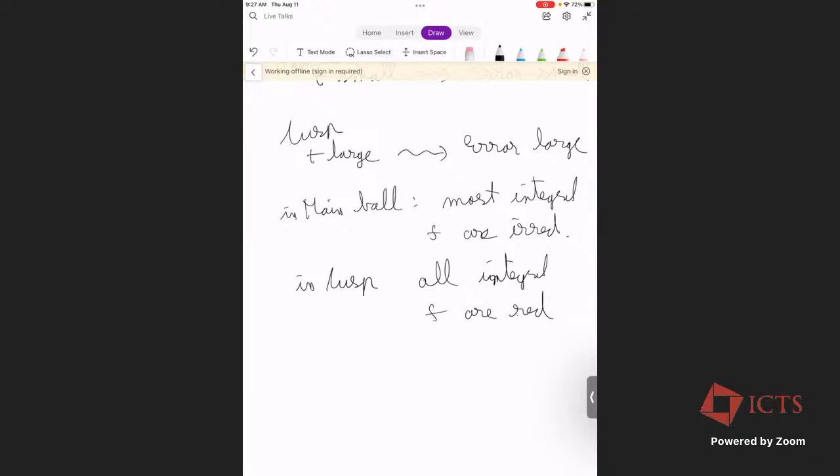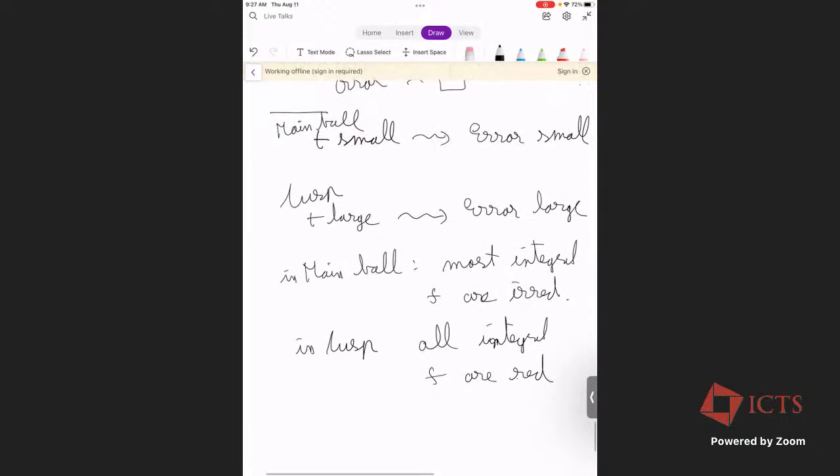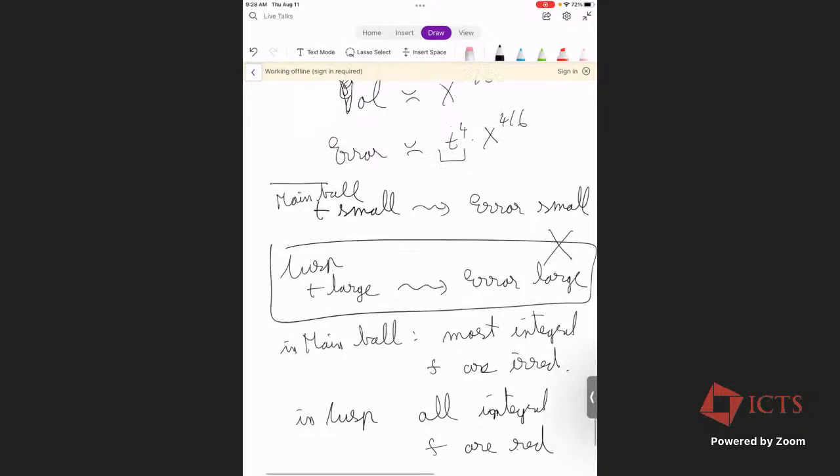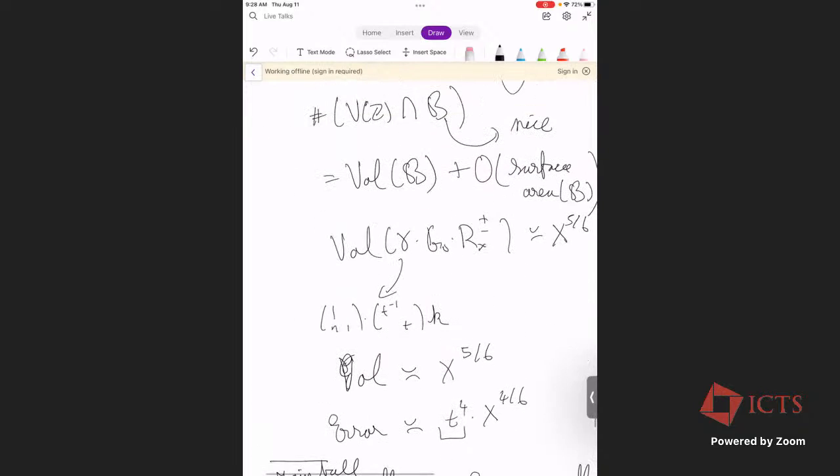So that's great, because where the error is large, we don't actually have to count at all, because every single integer point there is reducible, and we're not trying to count reducible elements. We're only trying to count irreducible elements. And all the irreducible elements are located inside the main ball, where we can count precisely. So that allows us to carry out the count in this case.